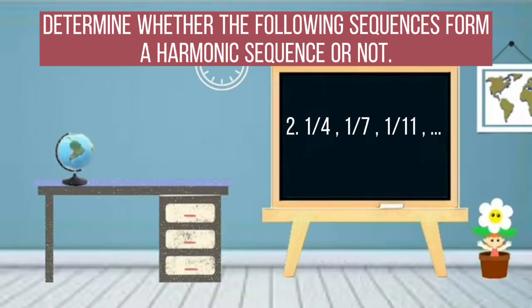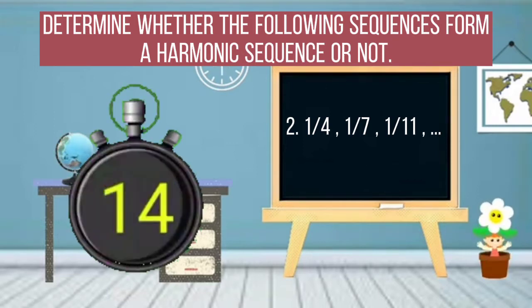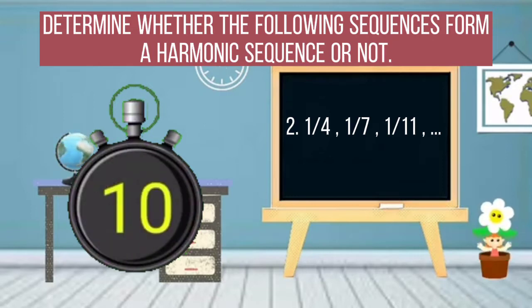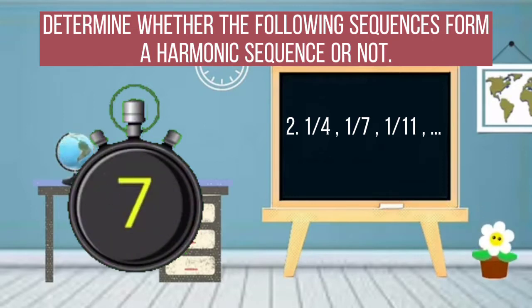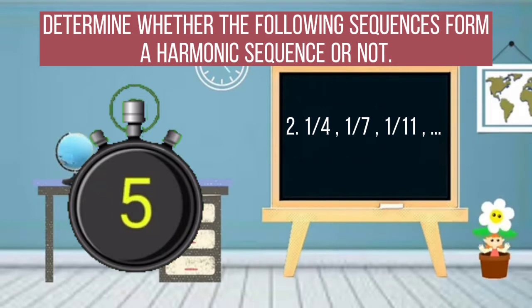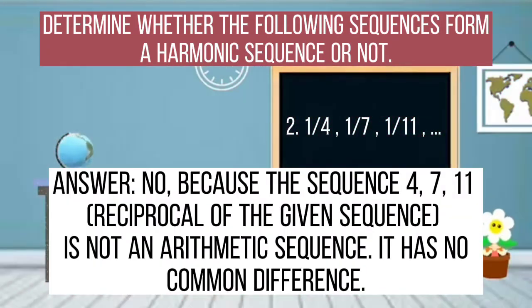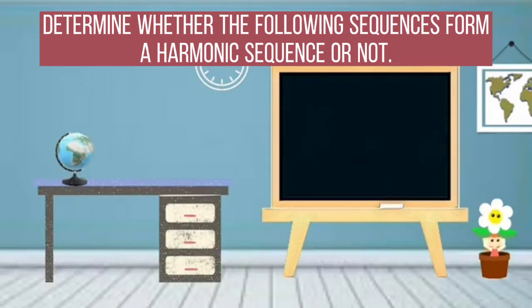Number 2: 1/4, 1/7, and 1/11. No, because the sequence 4, 7, 11 is not an arithmetic sequence. It has no common difference.